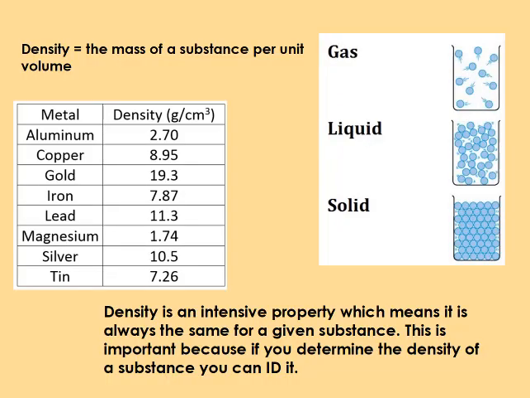The density of a substance is the mass of a substance per unit volume. You can see over here on the right we have gas, liquid, and solid. Those beakers, the solid has the most mass in a given volume, so it's got the greatest density. Gases are the most spread out, so they have the least mass per given volume. So they have the lowest density. So generally, solids have the highest density, then liquids, then gases.